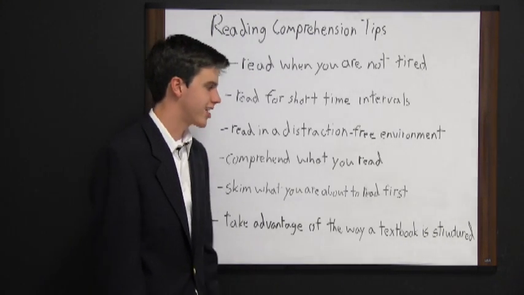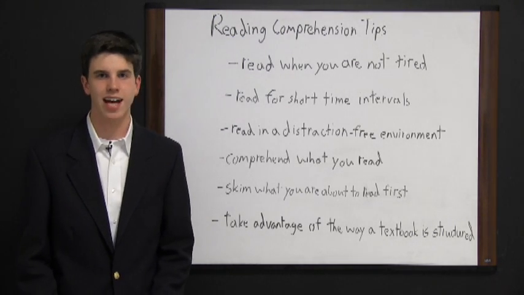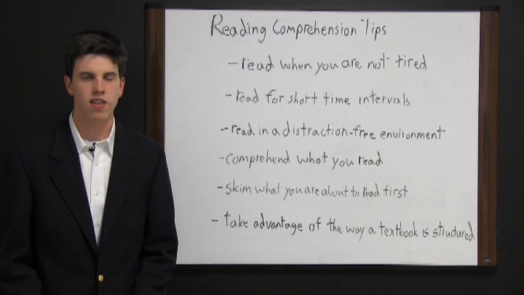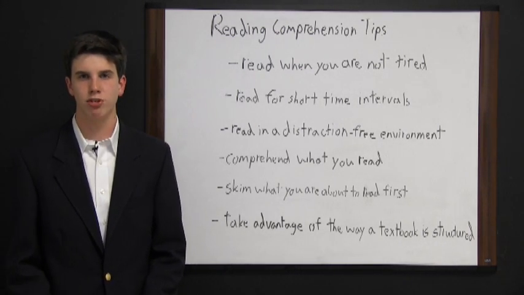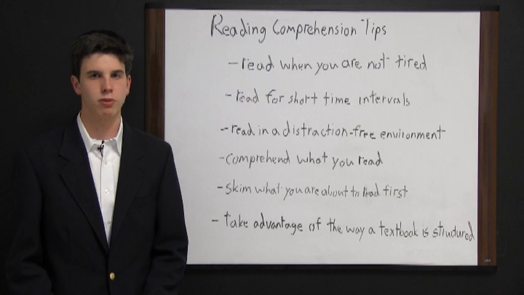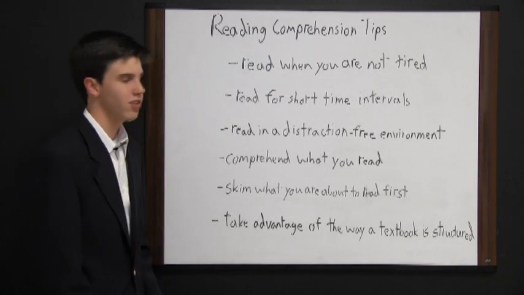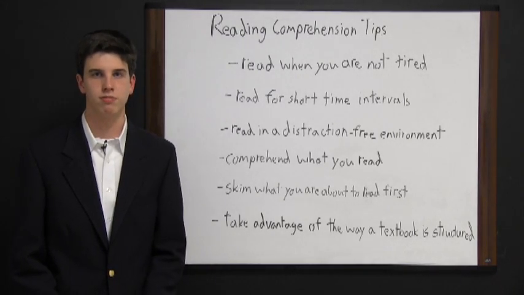Take advantage of the way a textbook is structured. Oftentimes, a textbook will have major headings, italicized words, and words in bold. These are important points that you should take note of. Oftentimes, chapters will have a list of important points at the end and a chapter summary. Read those as well, as those re-emphasize the important points of the chapter. So next time you read, remember these reading comprehension tips so that you can retain more of what you read.